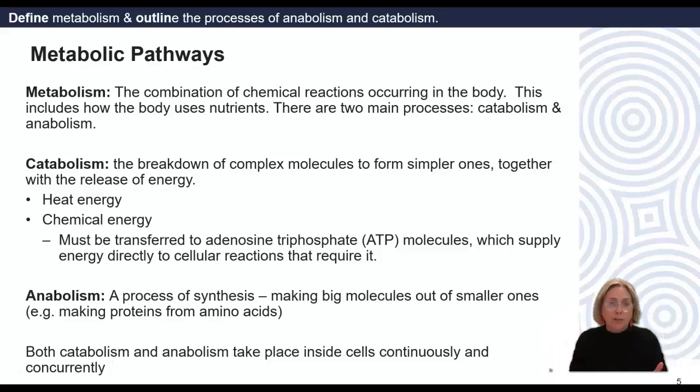Anabolism then is a process of synthesis, so things getting bigger. Think anabolic steroids and the effect they have on the body. So making big molecules out of smaller ones. For example, making proteins from much smaller single amino acids. And both catabolism and anabolism take place inside cells continuously and concurrently, so at the same time.